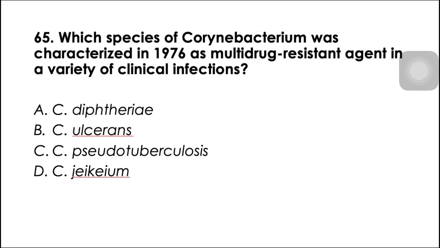Next, we have number 65. Which species of Corynebacterium was characterized in 1976 as a multi-drug resistant agent in a variety of clinical infections? The multi-drug resistant diphtheroid is Corynebacterium jeikeium. So we have letter D, Corynebacterium jeikeium. Again, Corynebacterium diphtheriae will show black colonies with a brown halo, but all Corynebacterium will show black colonies on Tinsdale or potassium tellurite medium. While the multi-drug resistant one is Corynebacterium jeikeium.